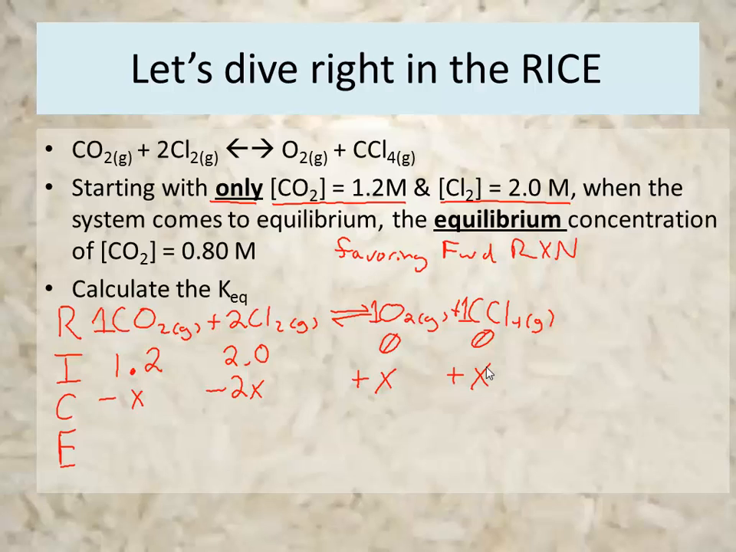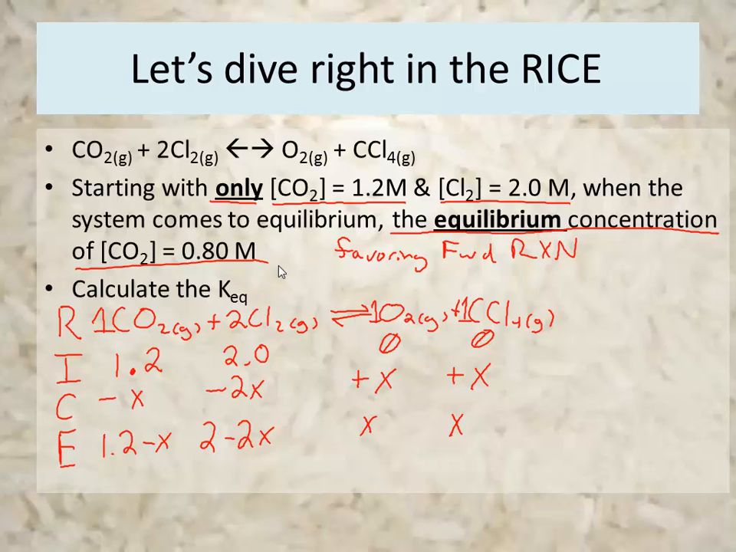If I start with 1.2 and I have less X, what am I going to have at equilibrium? 1.2 minus X. And again, if I start with 2, I subtract 2X, I get 2 minus 2X. I start with 0, I add X. Hopefully I get X. And same thing here, I get X. Okay? So there's more information given here. The equilibrium concentration of CO2 is 0.8.